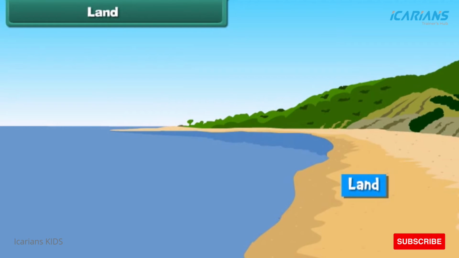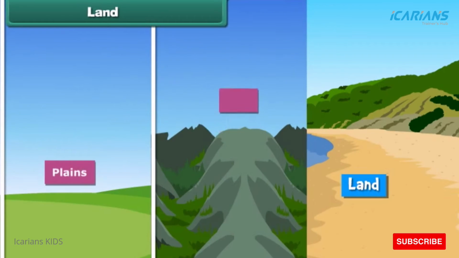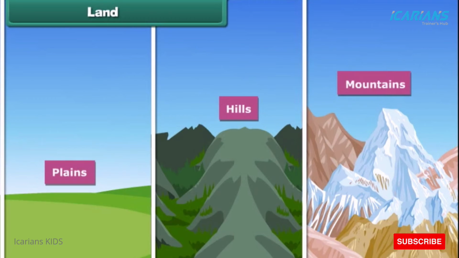Land is that part of Earth's surface that is not covered with any water body. Plains, hills, and mountains are examples of land. Come, let us learn about them.